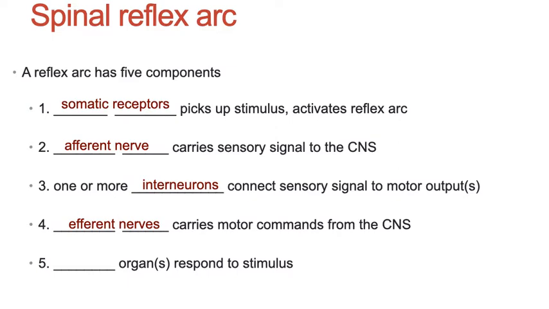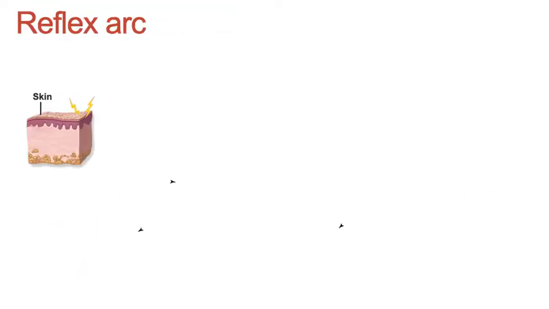After the interneuron is activated, it's going to transduce the signal to an efferent neuron. It's a motor neuron, and it's going to carry the motor command from the central nervous system to the effector organ, and the effector organ is then going to respond to the stimulus. So let's go through these steps again, and let's do that while we're looking at an image.